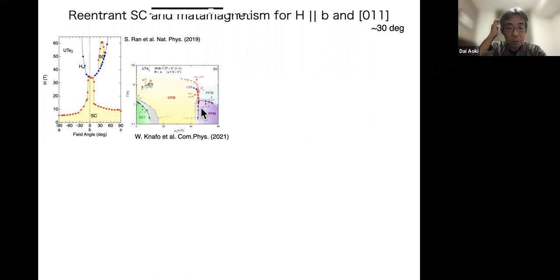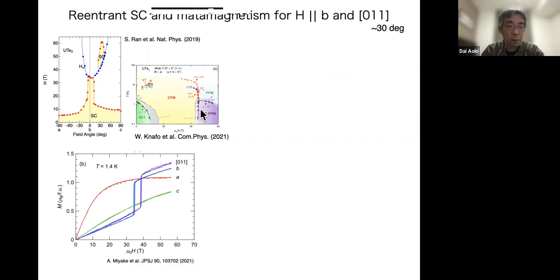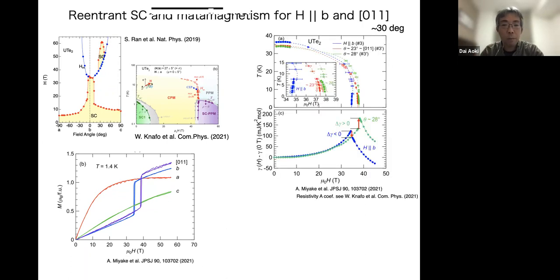And recently we measured the magnetization for the a, b, c axes and the 011 direction, which means the field direction is about 30 degrees. You can see that even in the 011 direction, we can see the clear metamagnetic transition. And HM basically follows the 1 over cosine theta behavior. The important point is that when the field is tilted to 30 degrees, the gamma value, the jump of the gamma value, changes.